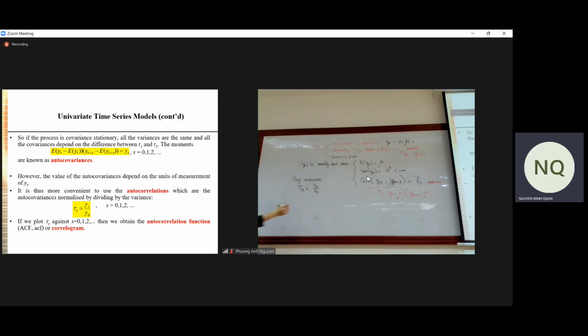So what is gamma 0 again? Gamma 0 is the covariance between Y_t and Y_t, which is the variance of Y_t. And then gamma 1 divided by gamma 0 will give you tau 1. This way we define the autocorrelation, or autocorrelation coefficients.